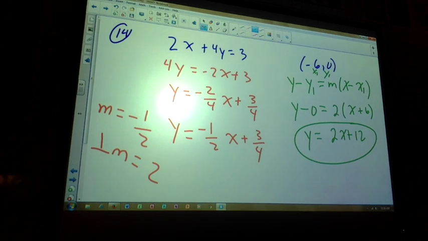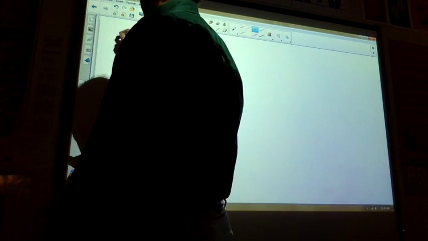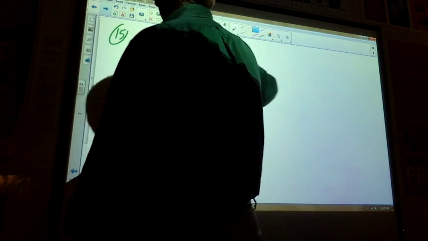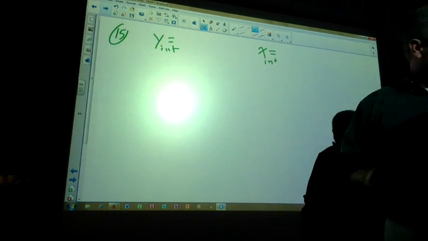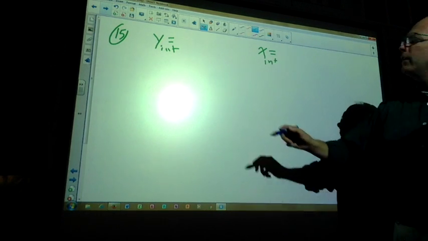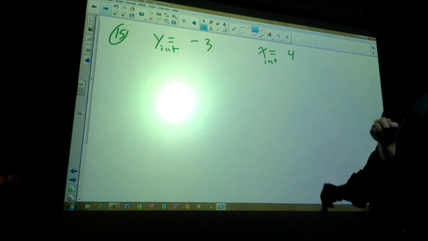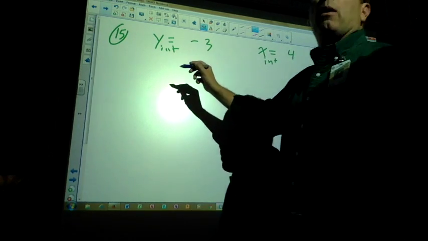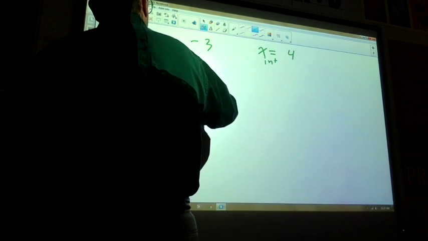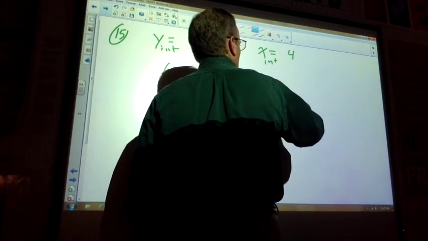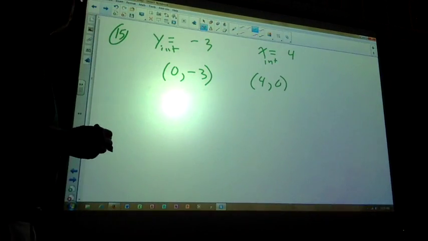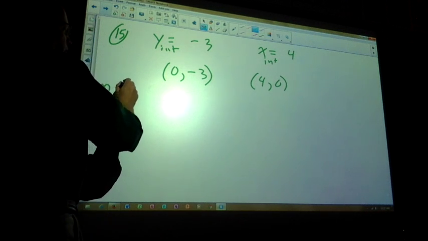Yes, sir. Number 15. The y-intercept is -3. The x-intercept is 4. Let's see. Y-intercept -3, x-intercept 4. Is that what it was? Okay. So we have to think about what the y-intercept is. The y-intercept is this point. Is that okay? So that means the x-intercept should be this point. Seem all right? So let's find the slope first, which is this equation.